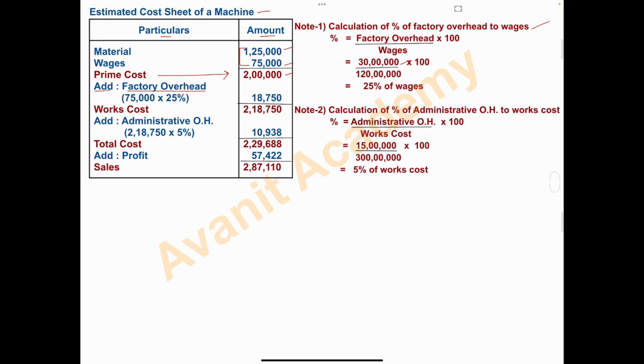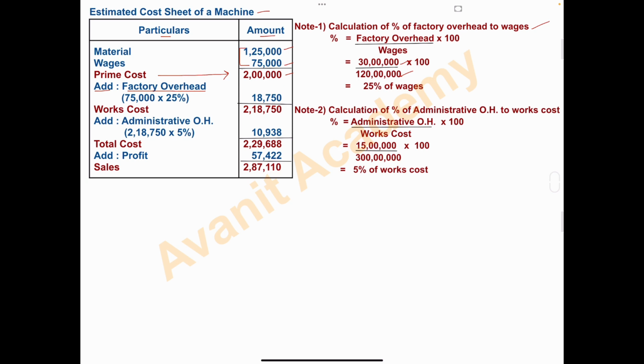So previous cost sheet ಅಲ್ಲಿ factory overhead amount ಎಷ್ಟಿದೆ? 30 lakhs divided by wages. Wages ಎಷ್ಟಿದೆ? Estimated cost sheet ಇನ್ನಲ್ಲ. Previous cost sheet ಇಂದು. That is 120 lakhs. So right here 120 lakhs into 100. Calculate this. 30 lakhs into 100 divided by 120 lakhs.